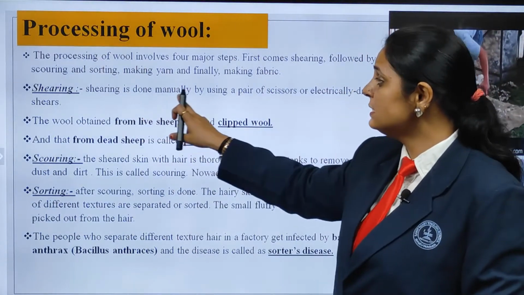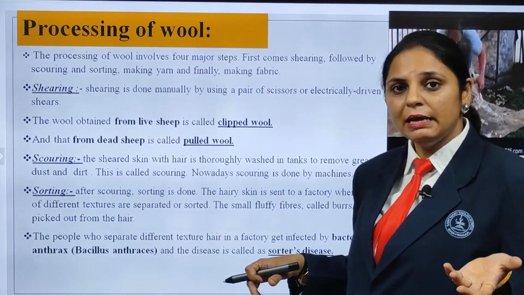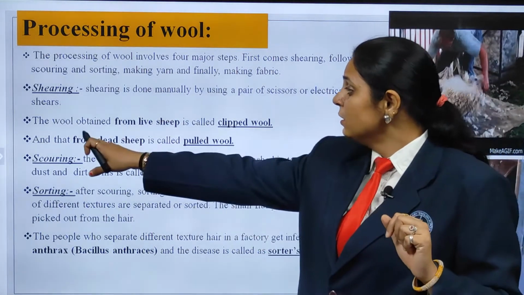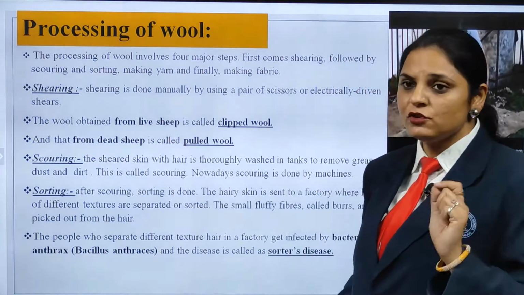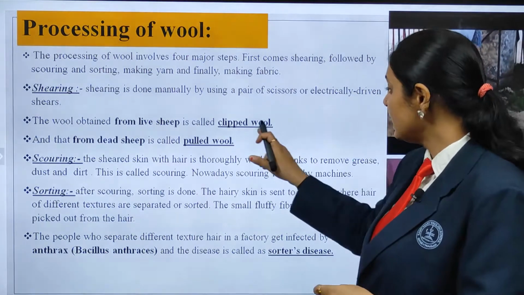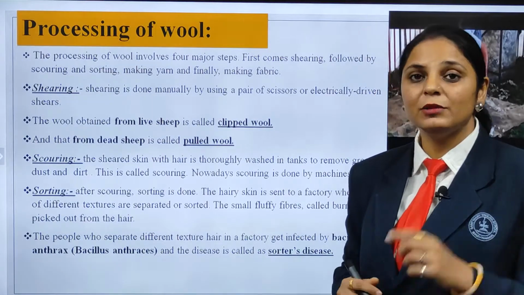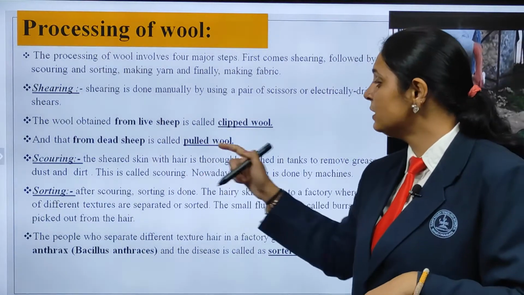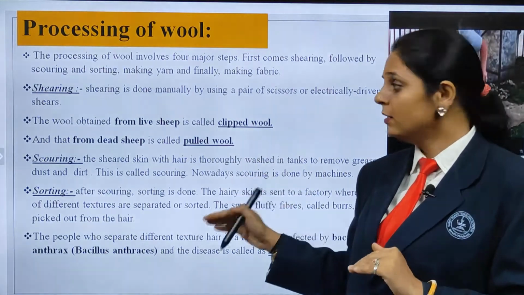Shearing is done manually by a pair of scissors or by electrically driven shears, that is with the help of trimmers. The wool that we get from a live sheep is known as clipped wool. And if you get the hair from a dead sheep, that is known as pulled wool, because you have pulled it from there, and that sheep is dead.